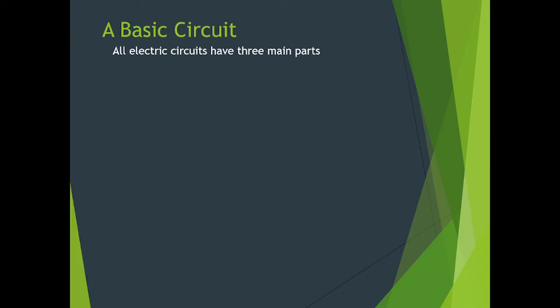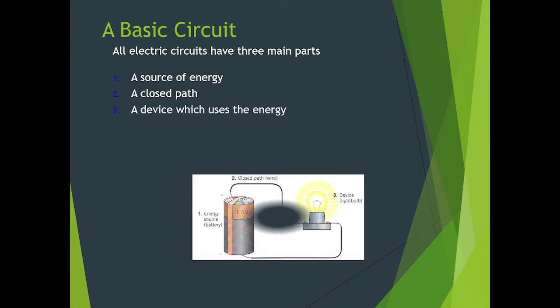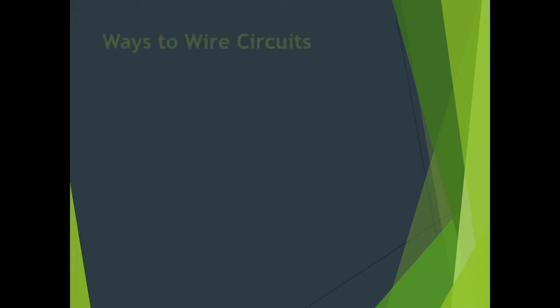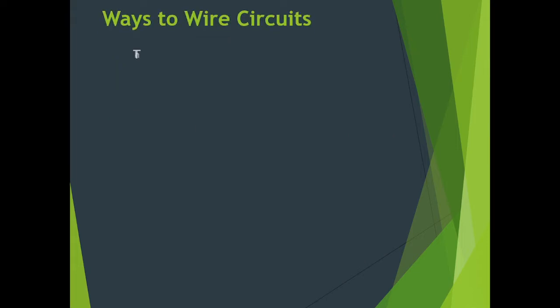A basic circuit has three main parts: a source of energy, also known as a voltage source, a closed path or conductors for the current to flow, and a device which uses the energy, also referred to as the electrical load. If any part of the circuit is open or missing, the device will not work. There are two basic ways to wire a circuit.